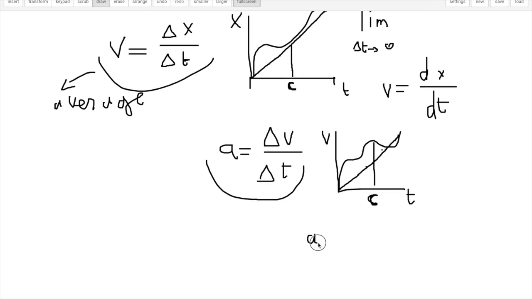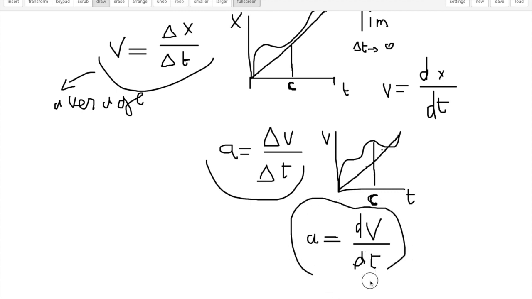So instantaneous acceleration, and what instantaneous means is at a given instant of time, is defined as the derivative of velocity with respect to time. And so these two formulas are the essence of the applications of differential calculus in kinematics.